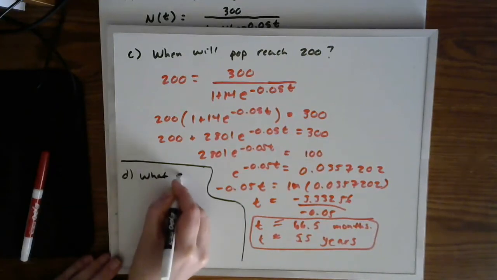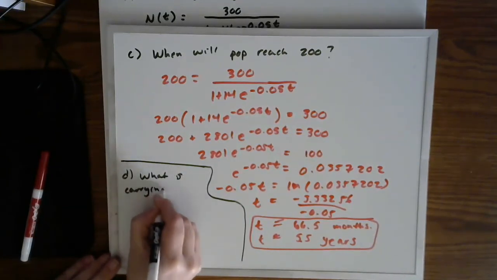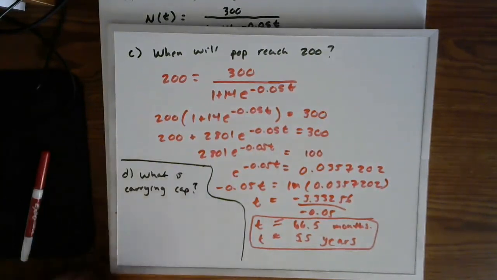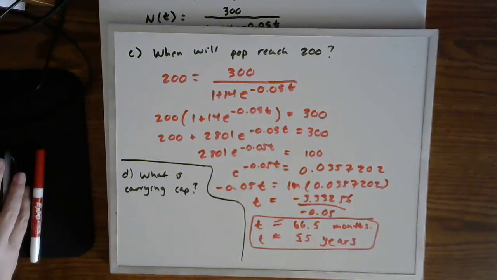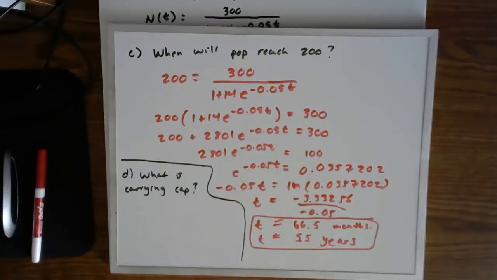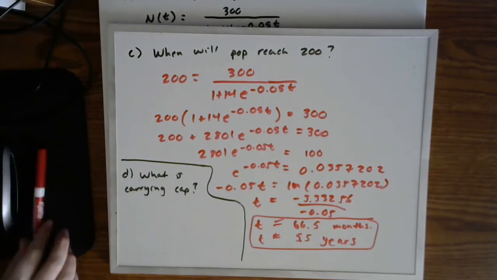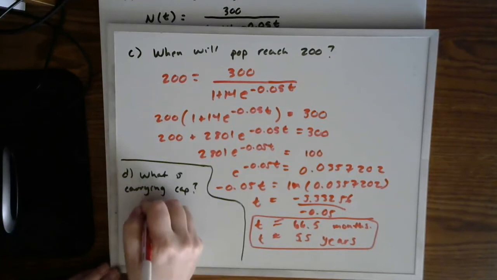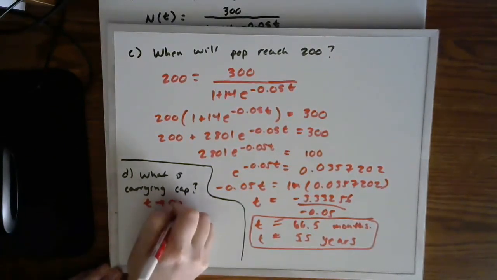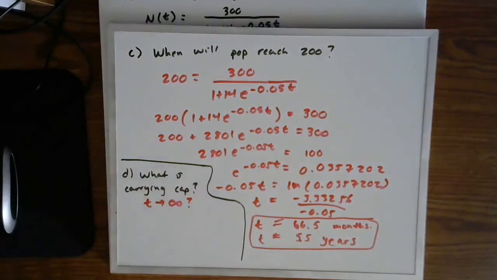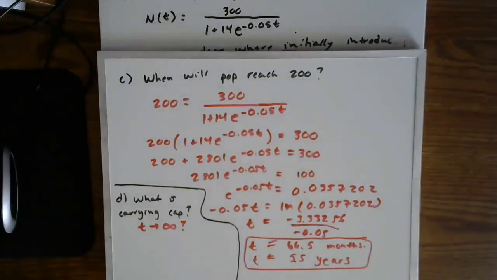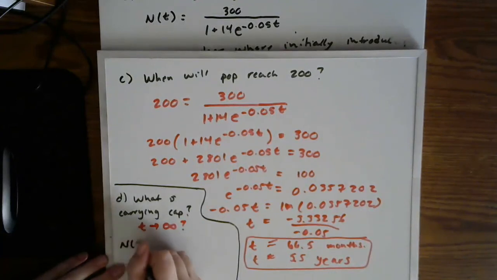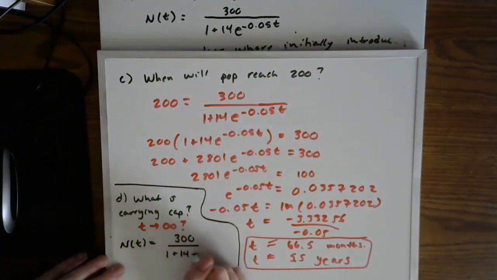What is the carrying capacity? Now remember, the carrying capacity is the maximum that you could sustain in this particular refuge. So what is that carrying capacity? So really this question is asking, what happens if you let T go to infinity or get as large as possible? So let's go back to the original function that we had up here. So originally we had the function N of t equals 300 over 1 plus 14 e to the minus 0.05 t.